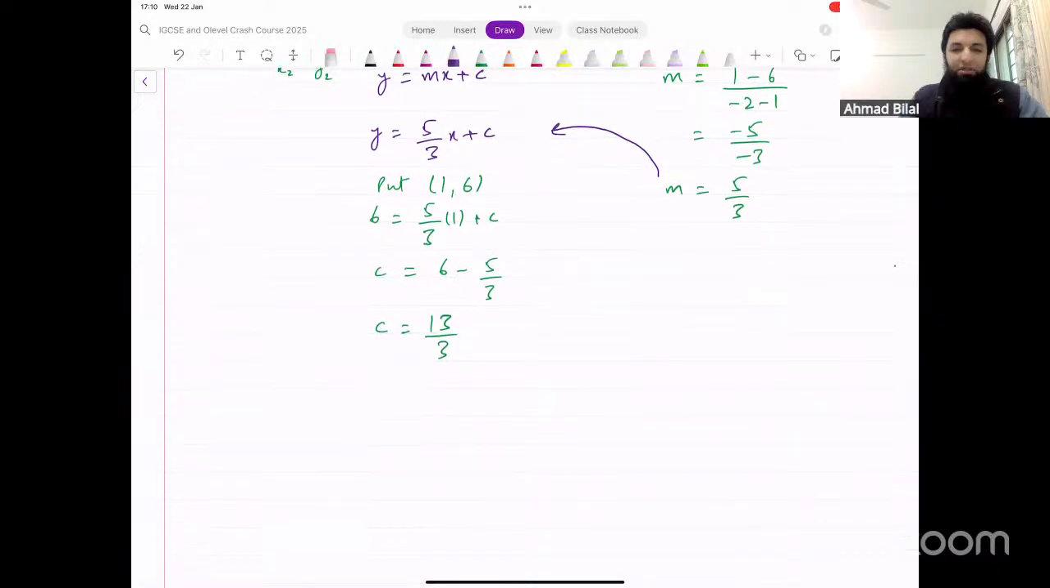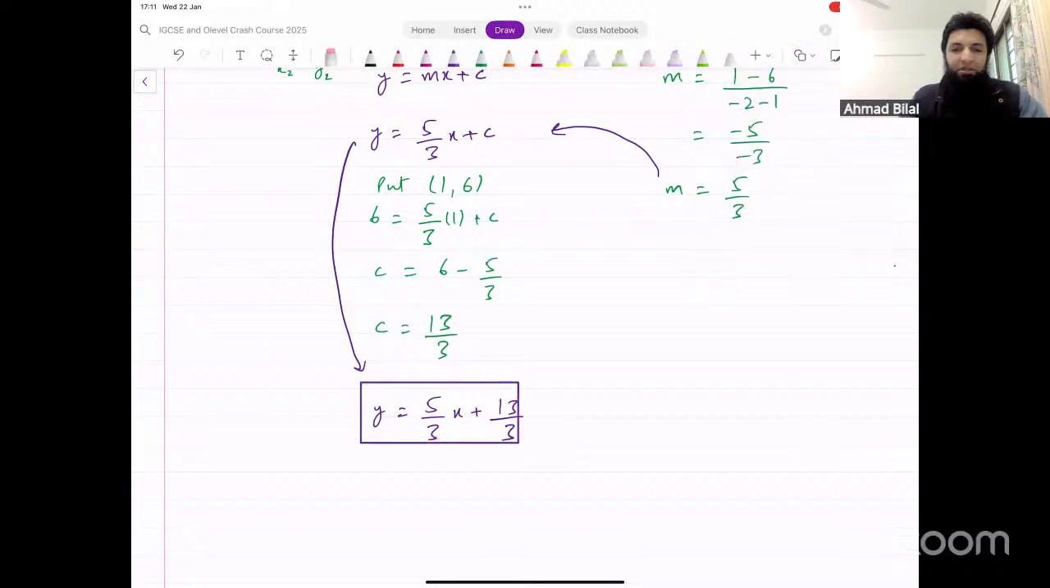Now that we've got the value of c, we can write down the final equation, which becomes y equals 5 over 3x plus 13 over 3. And that is the equation that we were looking for. All right. So that is how we can write down the equation of a line.